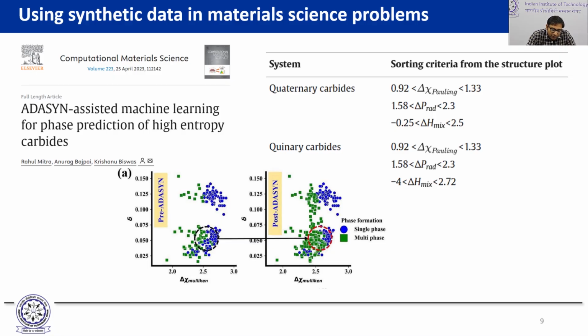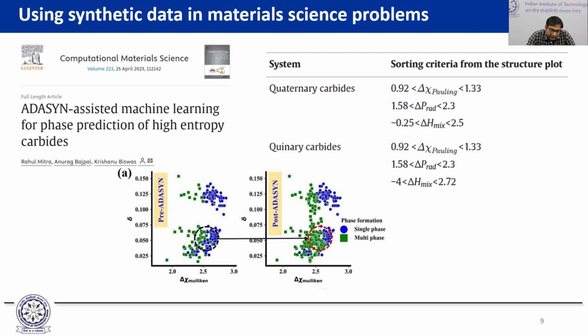So what they did over here is they looked at the experimental data they had, and they created a structure plot, and from there they were able to come up with some sort of a sorting criteria for a couple of different types of high entropy carbides, namely a quaternary carbide and a quinary carbide. So what they found was, when the difference in the Pauling electronegativity was within a certain value, and the formation enthalpy was within a certain value, quaternary carbides seem to form.